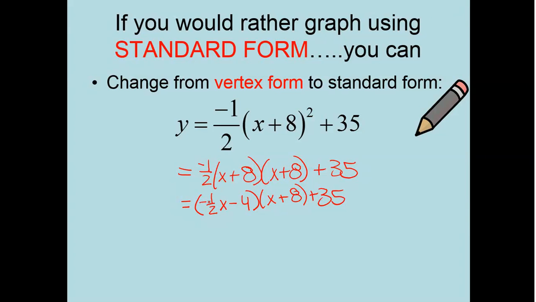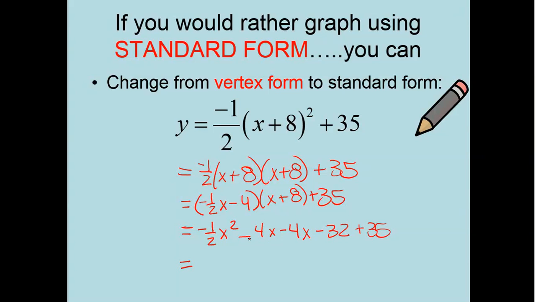Now, let's FOIL. So I get -1/2 x times x. Well, that's just -1/2 x squared. -1/2 x times a positive 8 is a -4x, right? -4 times x is -4x. -4 times a positive 8 is a -32. I still have this plus 35 hanging off the back there.